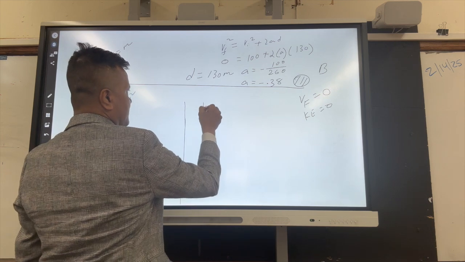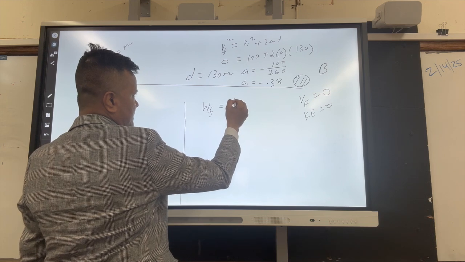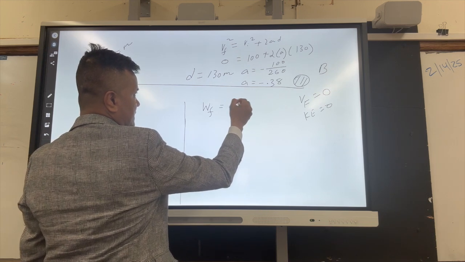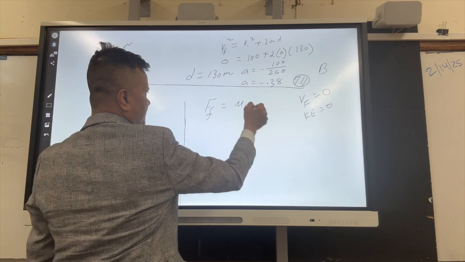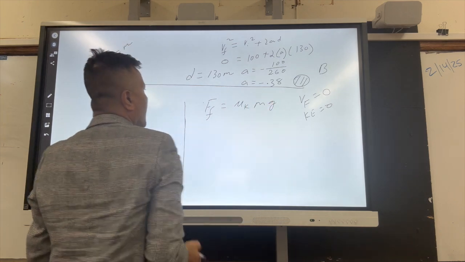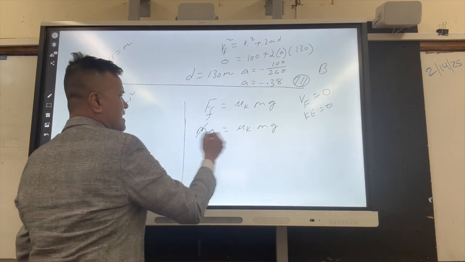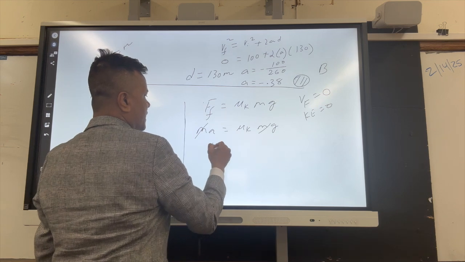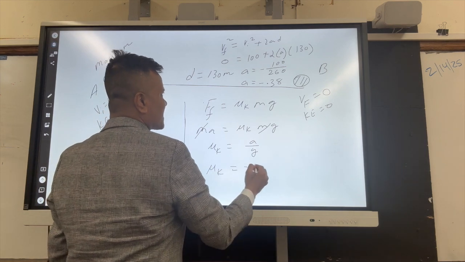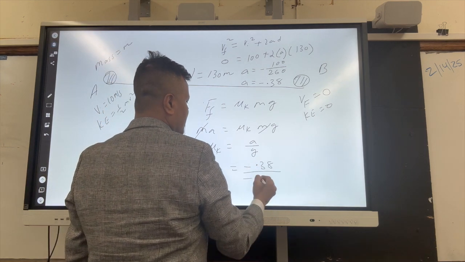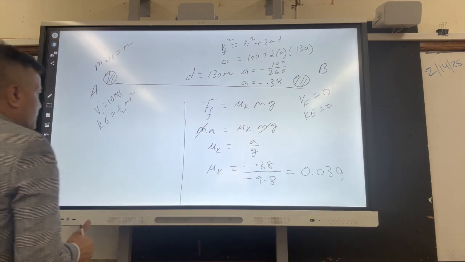To write Wf is equal to... write Ff is equal to what? Mu k mg. And Ff is Ma, which is equal to mu k mg. Cancel. Mu k is a over g. Mu k is a, negative 0.38, over negative 9.8, which gives 0.039. Okay, we're going to do it differently.